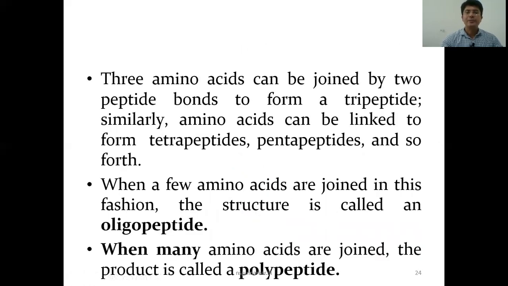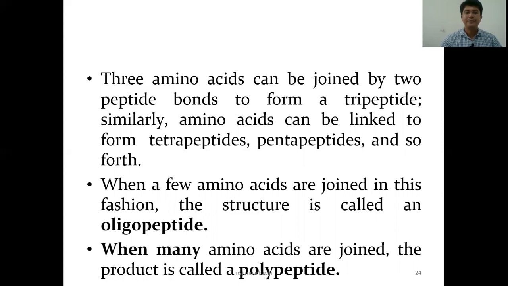Three amino acids can be joined by peptide bonds, resulting in a tripeptide. If four amino acids are linked, it is called a tetrapeptide. Five amino acids can form a pentapeptide, and so on. Those peptides which have amino acids in the range of 2 to 18 are called oligopeptides, whereas those peptide chains which have amino acid residues more than 20 are called polypeptides.